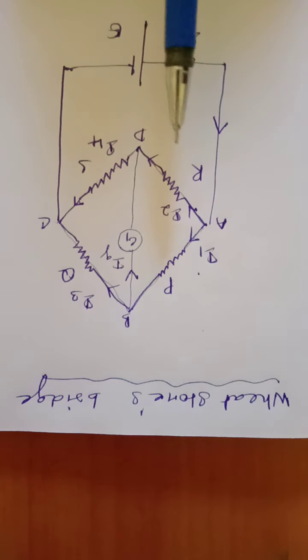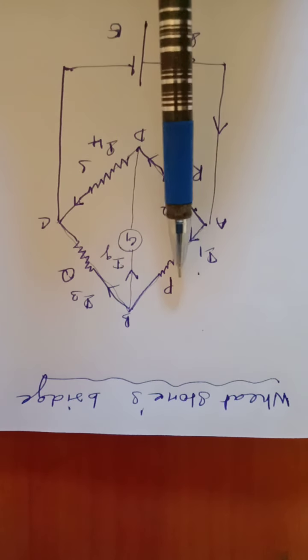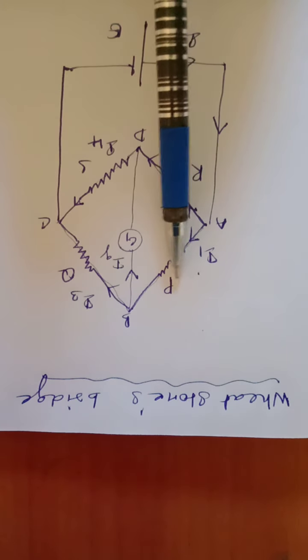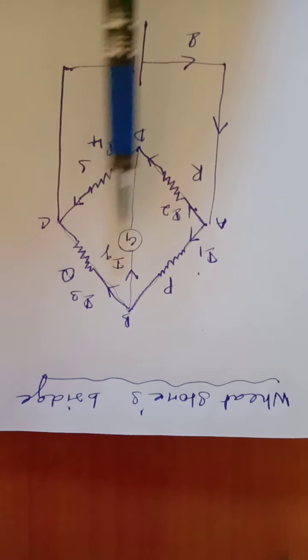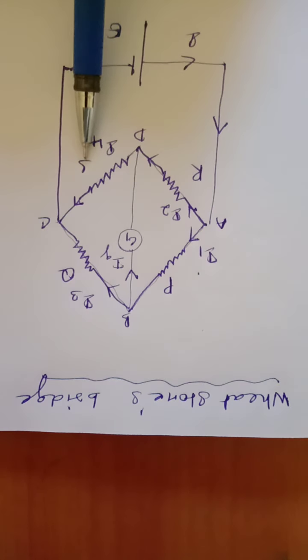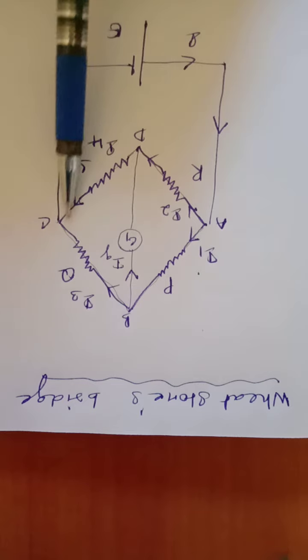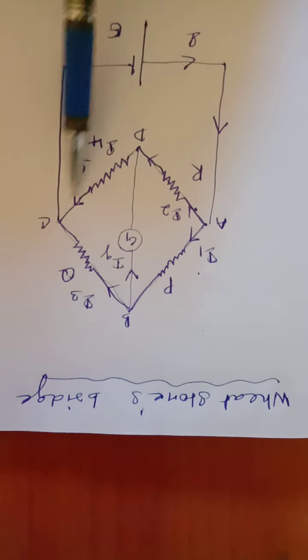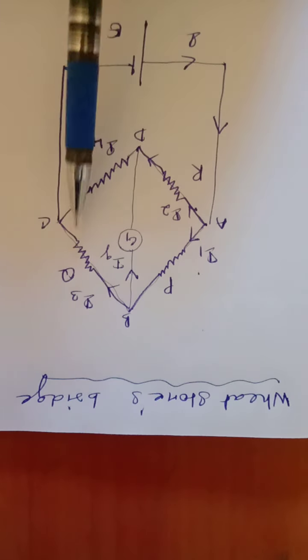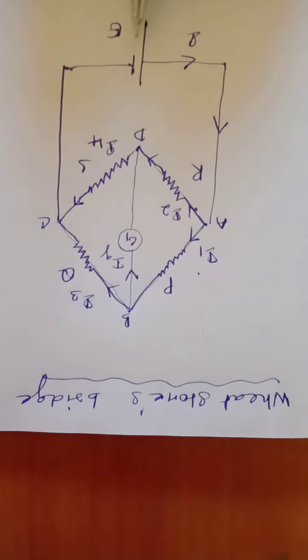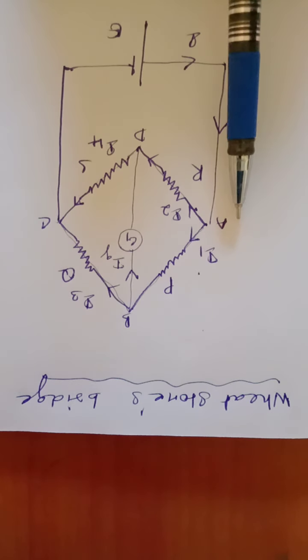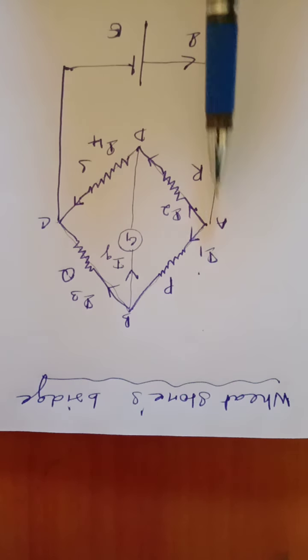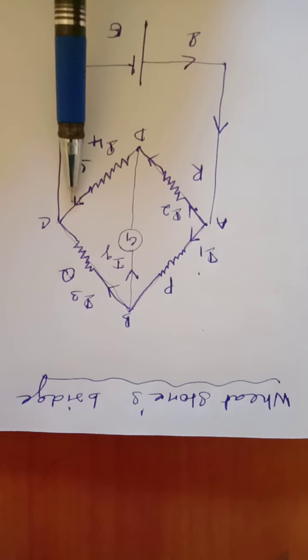The Wheatstone network consists of four resistances P, Q, R, and S connected to form a closed path. A cell E is connected between the points A and C.